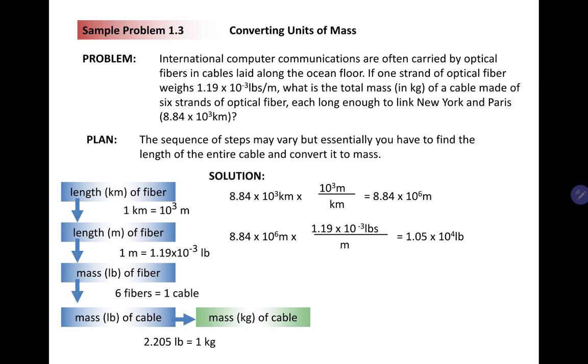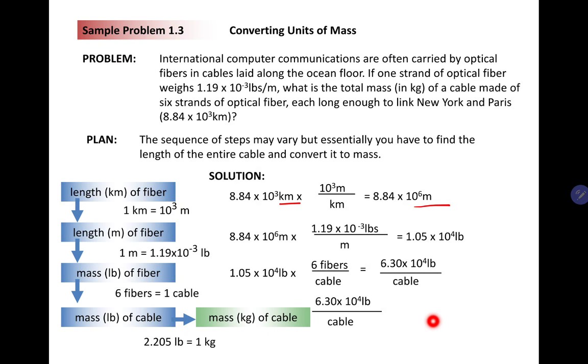Okay, so you first convert the kilometers to meters, and then you multiply by the mass per meter, but of course you have to multiply all these things by 6 because you have 6 fibers in a cable. Then finally, once you have that, convert it into kilograms, and you will get the answer.